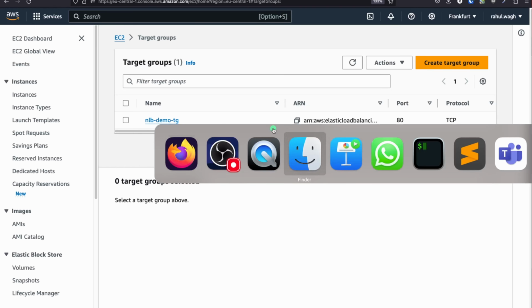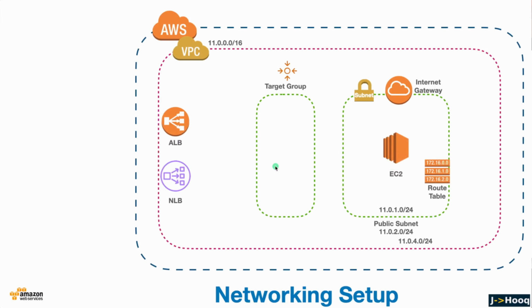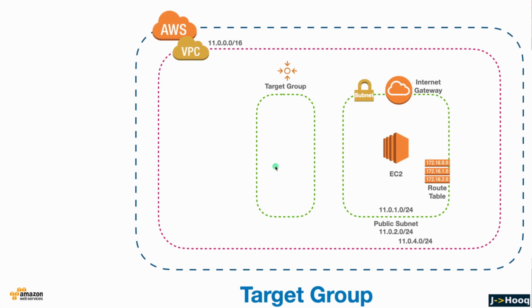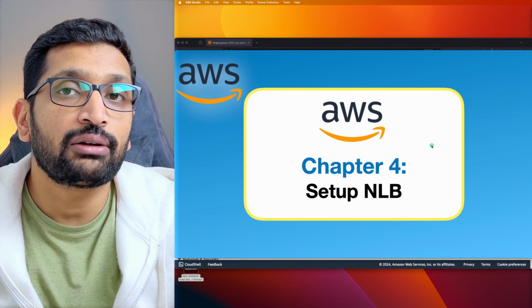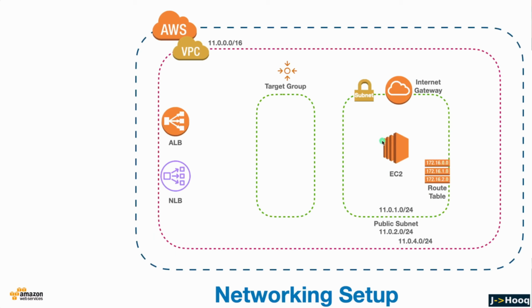If you go and take a look at the diagram, so if I go back, yeah, here you can see our target group is now including our EC2 instances. Let's move ahead, and the next step we will be creating our network load balancer. If we take a look at this diagram, here we have achieved this far: the target group and this networking setup along with our EC2 instances.